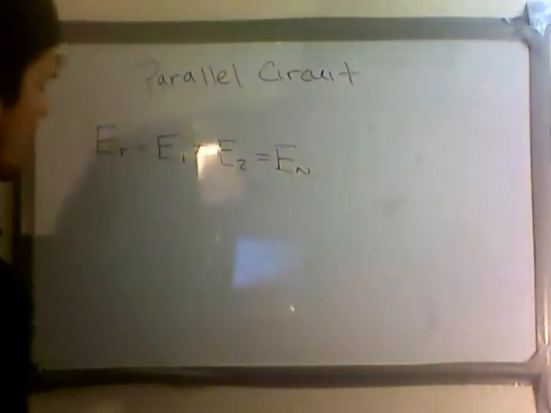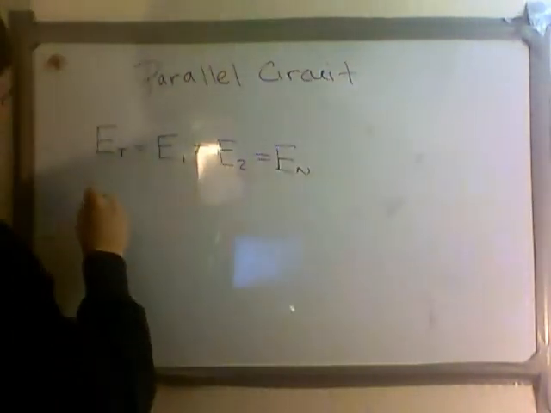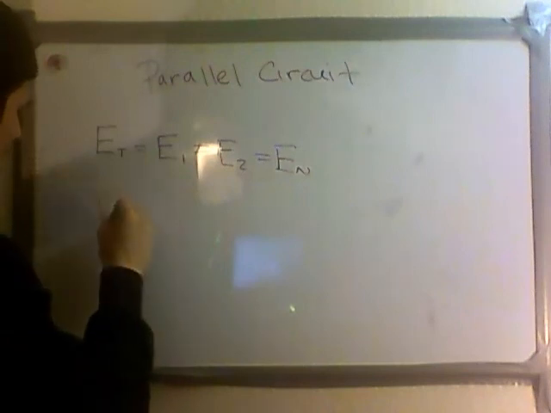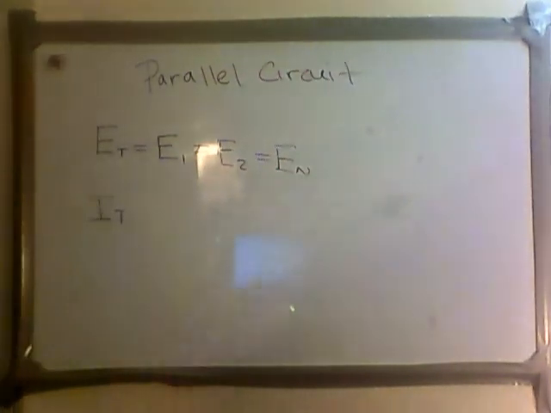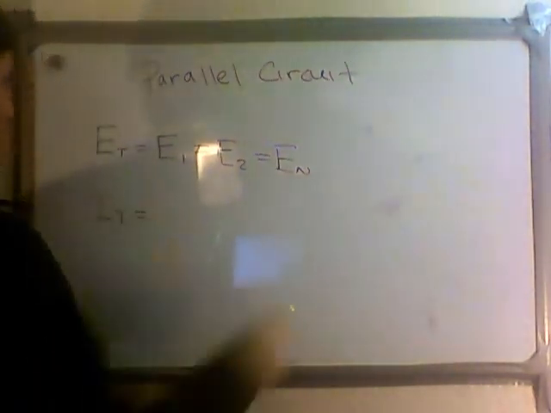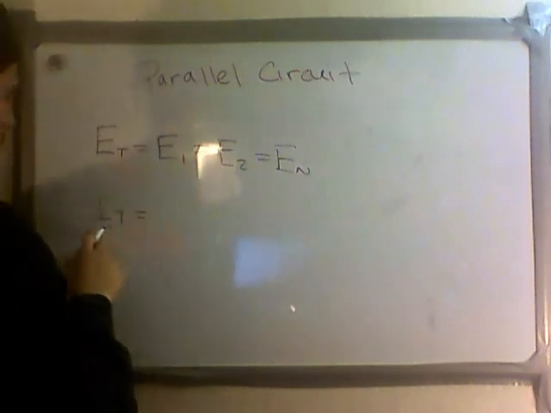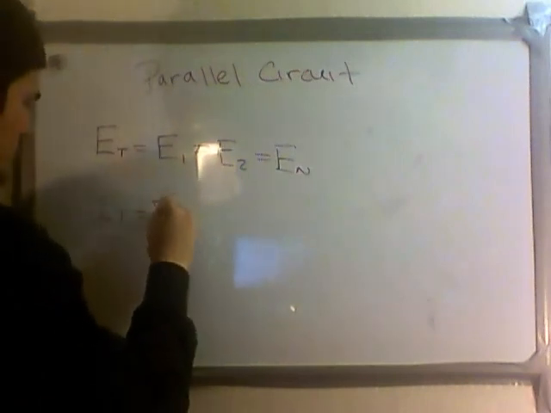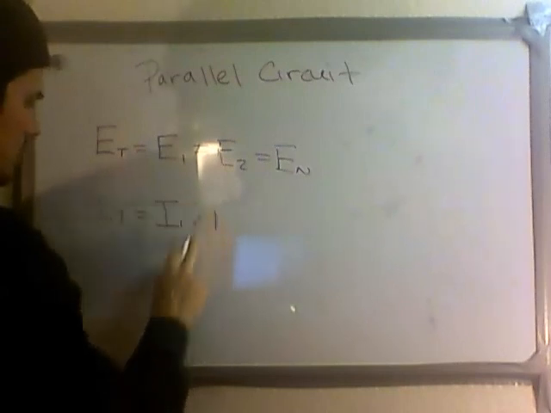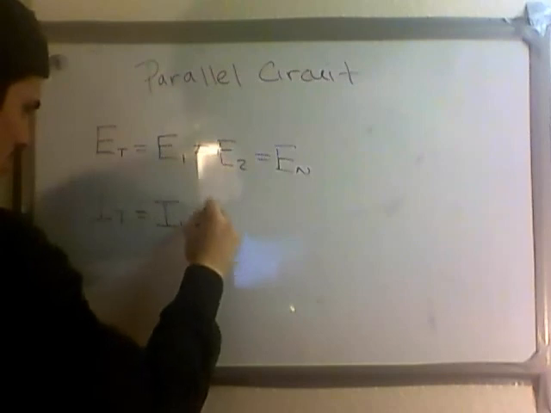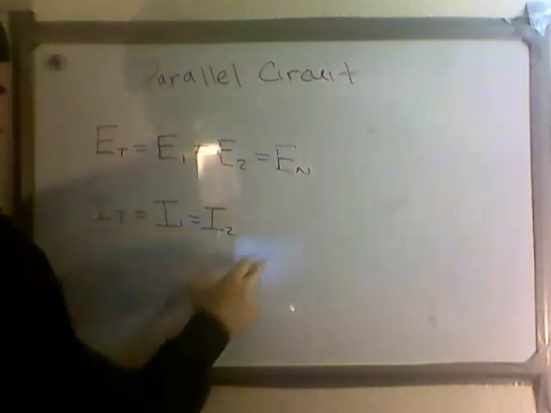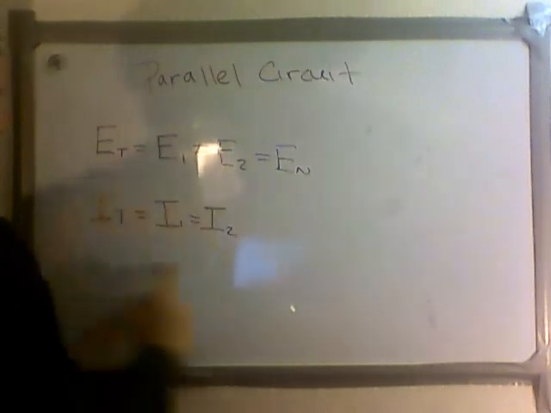Amperage is also very similar. Let me look in the book because I don't want to tell you something wrong. Yeah, that looks about right. I believe the current draw of a parallel circuit is constant throughout the entire circuit. So intensity total should be equal to intensity 1 equals intensity 2. In other words, the current draw is the same throughout the entire parallel circuit.